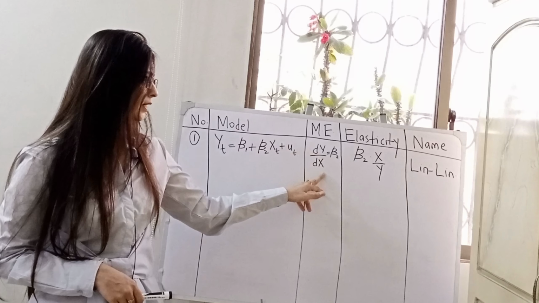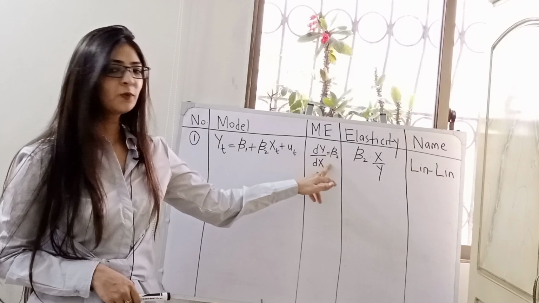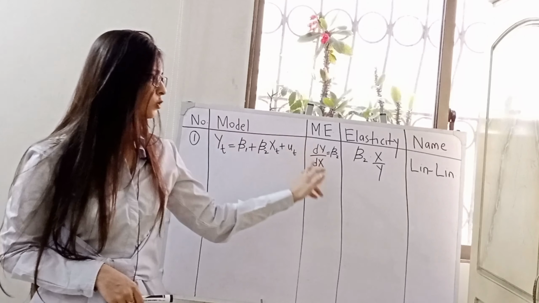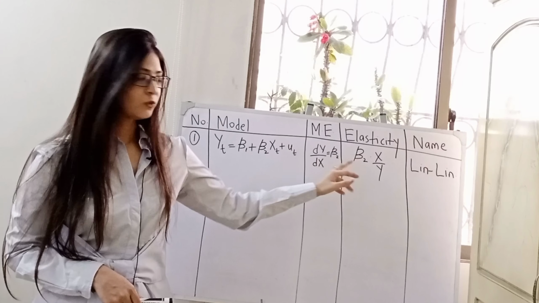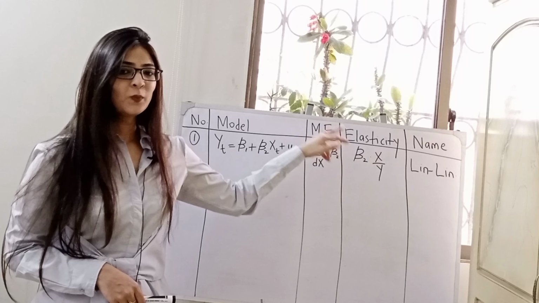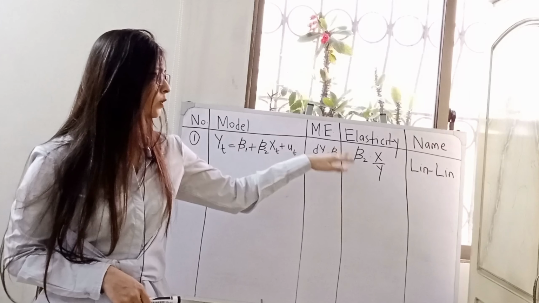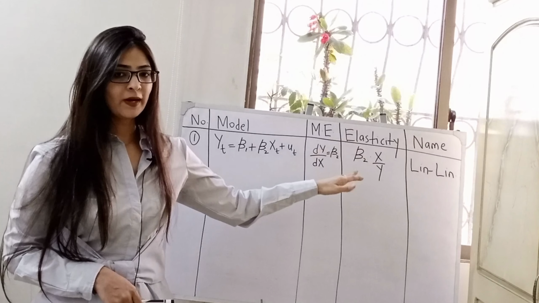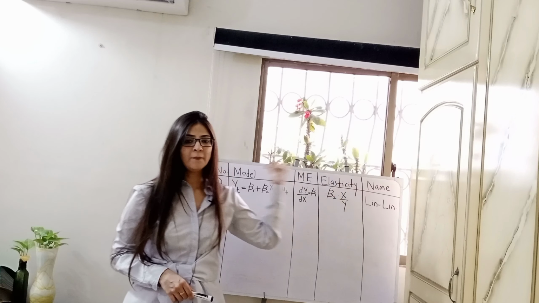If you differentiate it, dy by dx is going to equal beta 2. So in this situation, when we multiply beta 2 by x over y, we get the elasticity coefficient, which is beta 2 into x over y. So that gives us the answer. And in this situation, obviously, we can see that this is a simple Lin-Lin model.